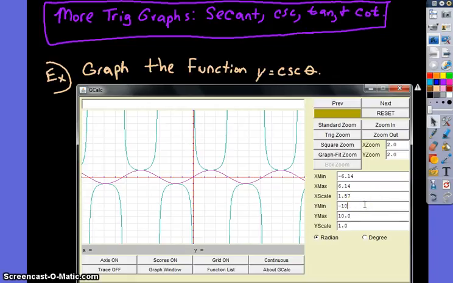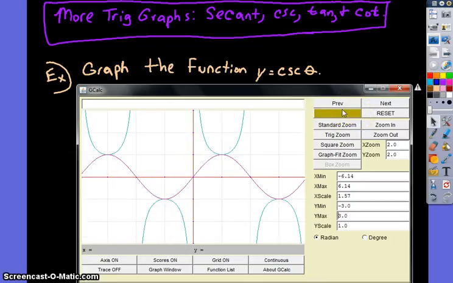And the y min, I'm just making negative 3. Y max, positive 3, just because it gives us a nice picture. You can choose other numbers. But if you actually graph that, you see this. And every one of these are critical values because special things happen then.